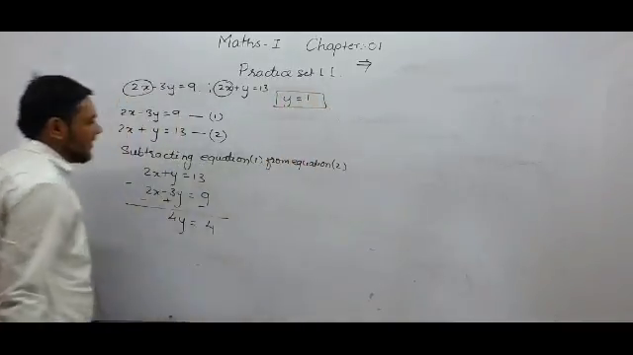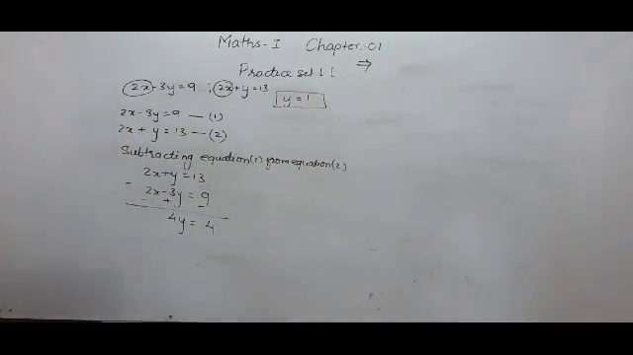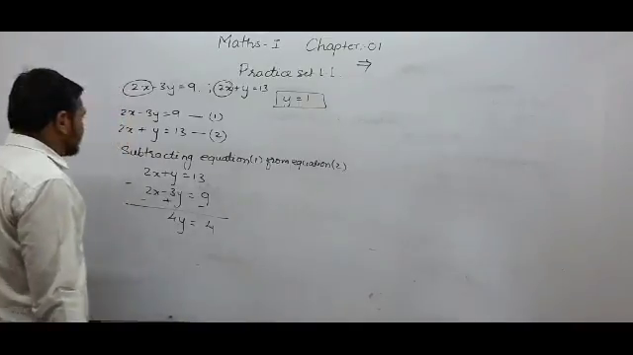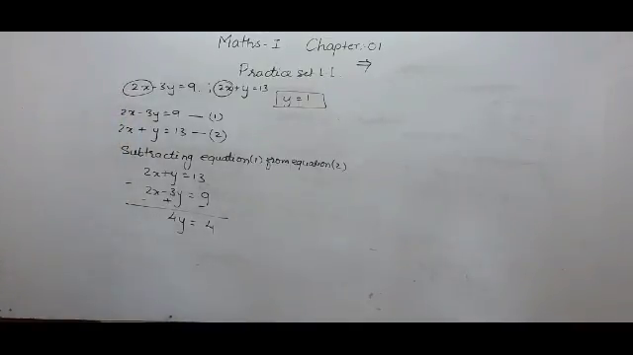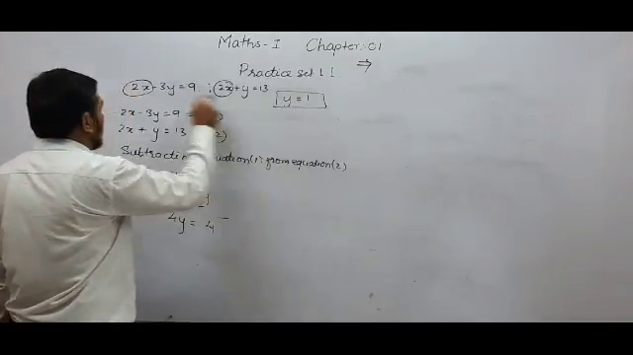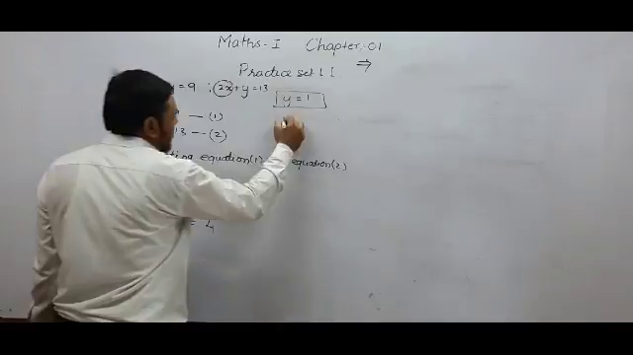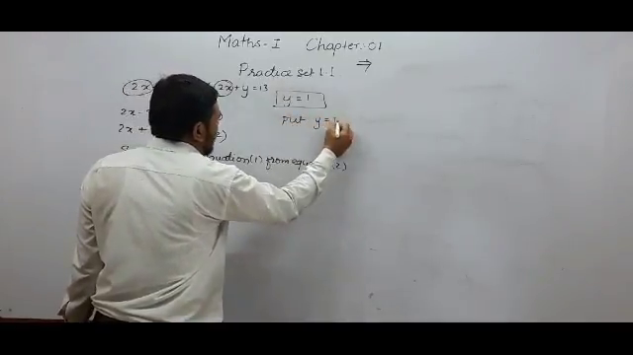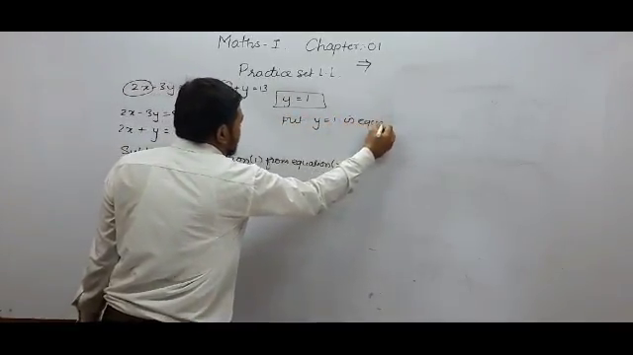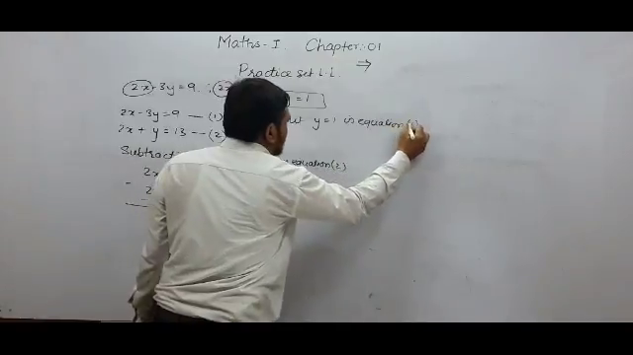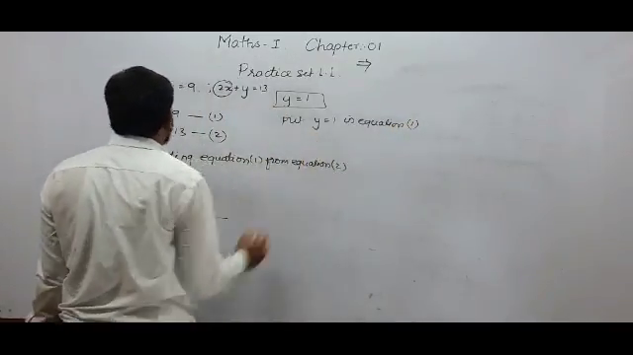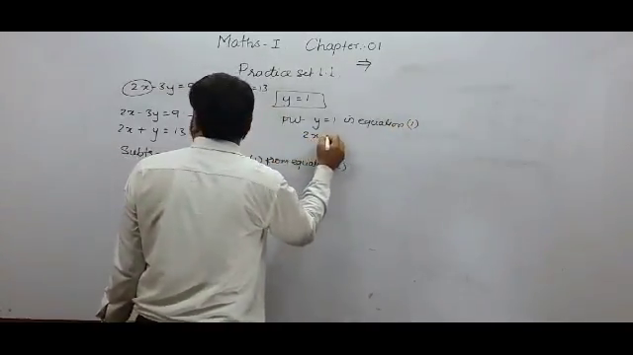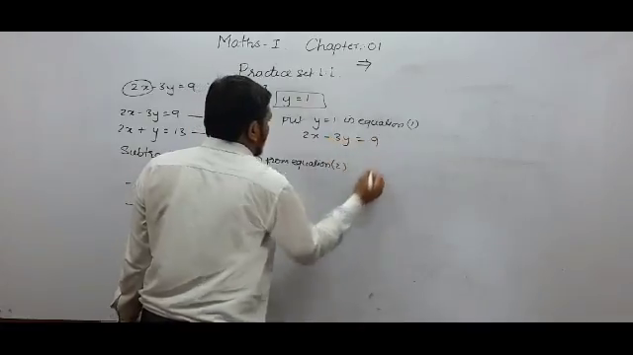We got the value of y here. Now, student, we have to find the value of x. Put the value of y in one of the equations, and you will get the value of x. So put the value of y in equation number 1. Put y equal to 1 in equation 1. What is equation 1 here? 2x minus 3y equals 9.